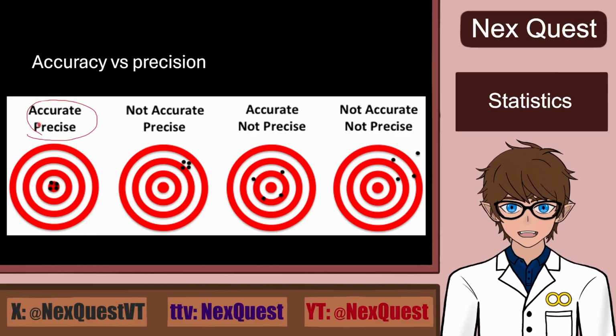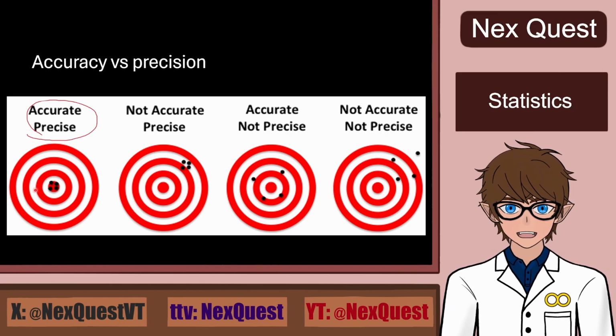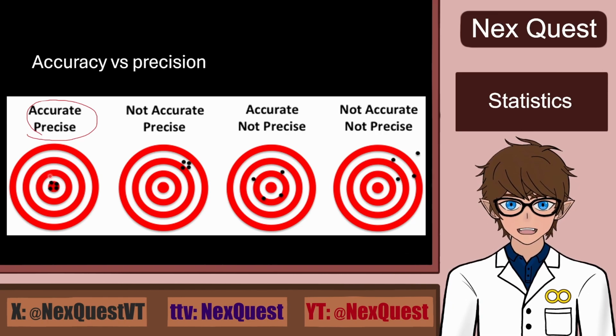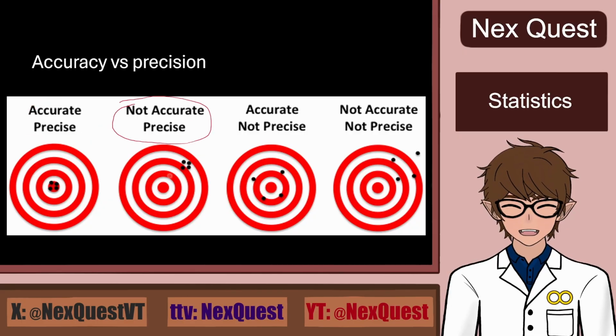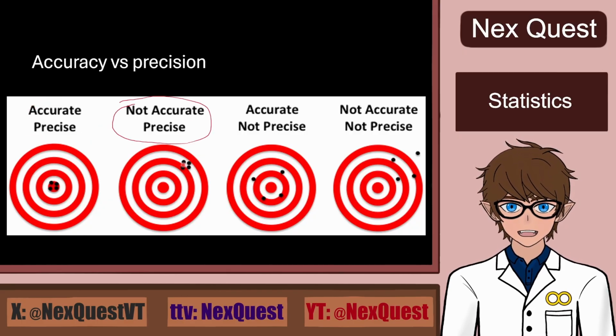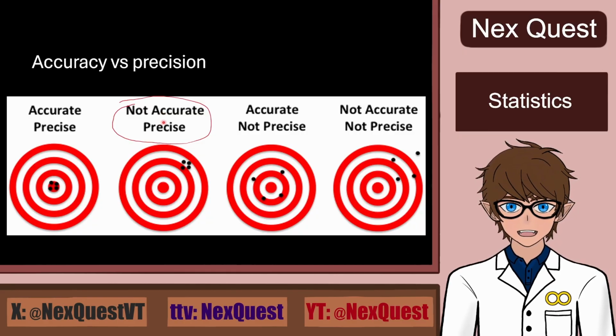Up first on the left, we have an accurate and precise shooter. We see that they hit the center of the target with a very low spread. Another word for both of these together could also be correct. Second, we have a precise shooter that wasn't accurate. We see that they didn't hit the center, but the spread was very low. So we see that precision is used in the context of standard deviation, and accuracy in the context of closeness to the mean or the average.